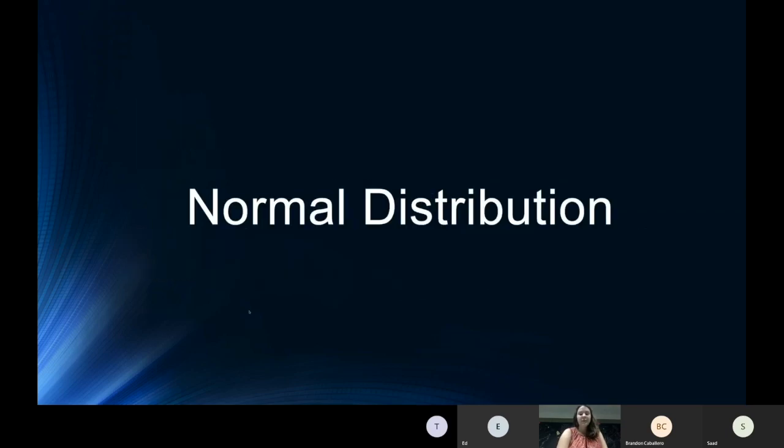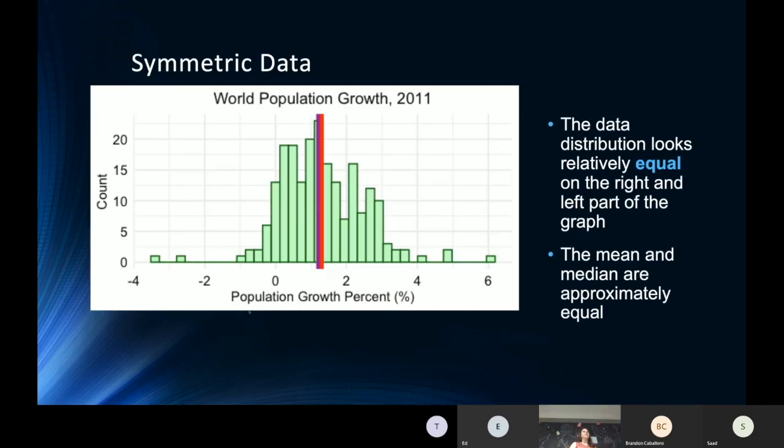And you're not going to know what normal distribution is. So now I'm going to get into that. So trying to wrap it back to what I went over last week, you'll remember I went over shape of data.